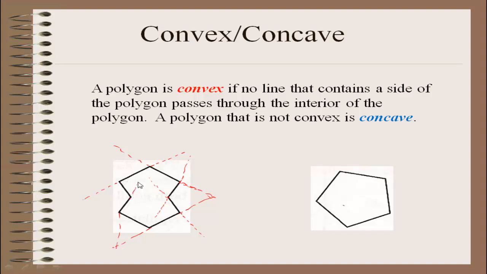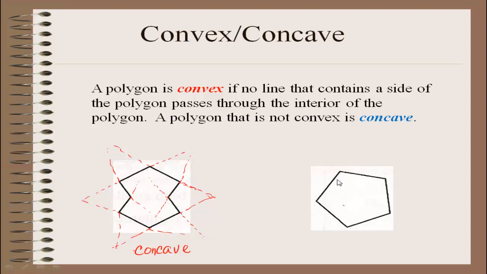This is when we extend all the sides. Notice how a lot of the sides will extend towards the inside of the polygon. There you have it, okay? So that's what we mean by concave. This is concave. When I extend my sides, they come into the inside of the polygon.